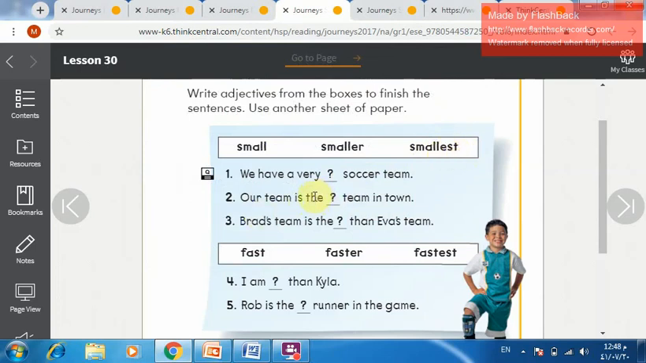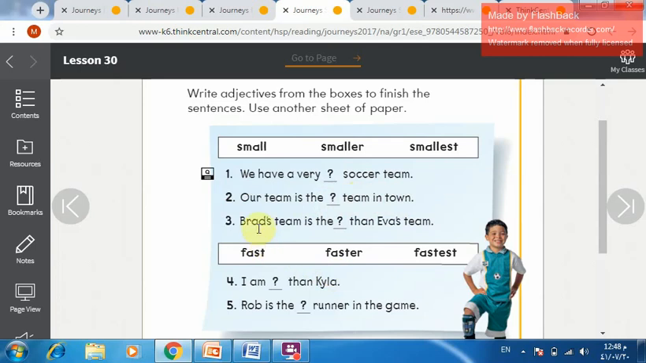First, because you see this word, the. This means I'm comparing my team to the other teams in the town. I'm comparing 3 or 4, or maybe there are 100 teams in the town. Our team is the smallest of them all, is the smallest team in town. In our town, we have lots of teams, but this one is the smallest one. Or our team is the smallest one.